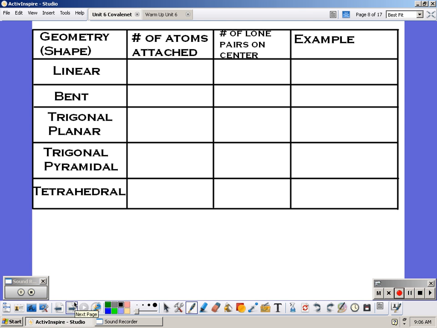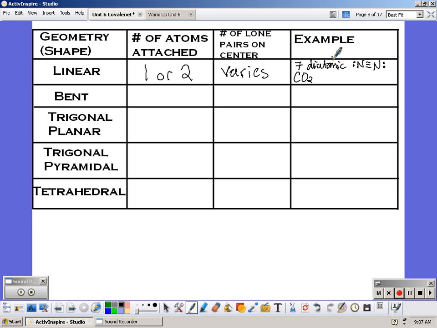So there are 5 different shapes or geometries that you need to be aware of. A linear shape occurs when you have 1 or 2 atoms attached, and then you have 1, 2, or 3 lone pairs on the center. So for example, any of your 7 diatomics are going to be linear. If you look at nitrogen, nitrogen has a triple bond between our 2 atoms, but because there's only 2 atoms, it's a diatomic. The other classic example that's not a diatomic is carbon dioxide.